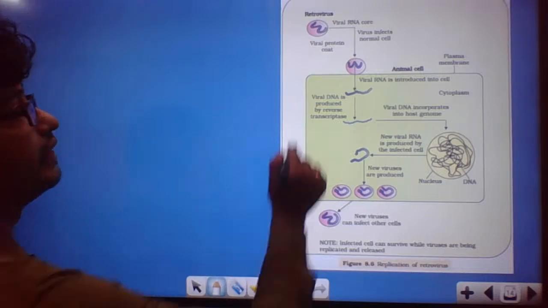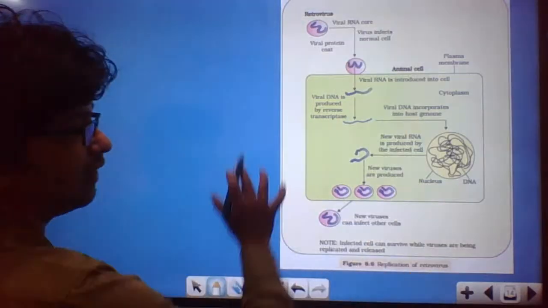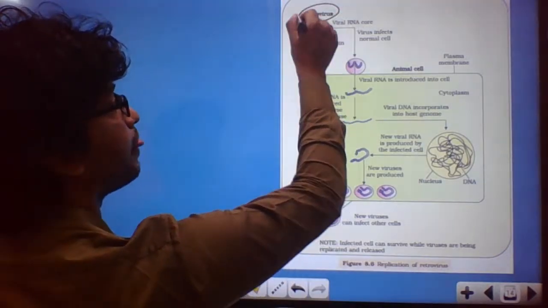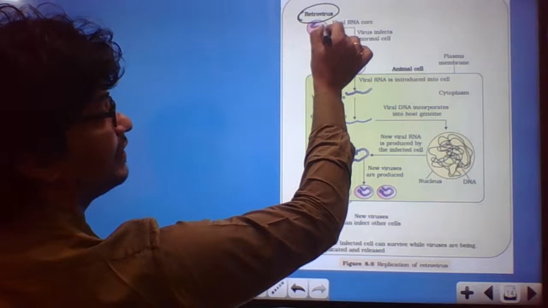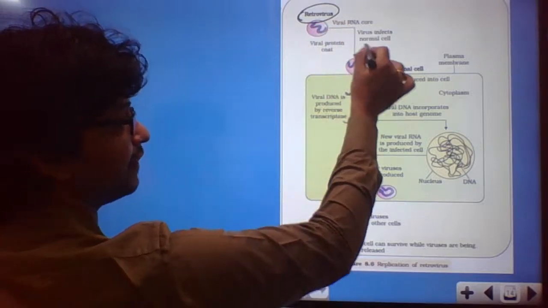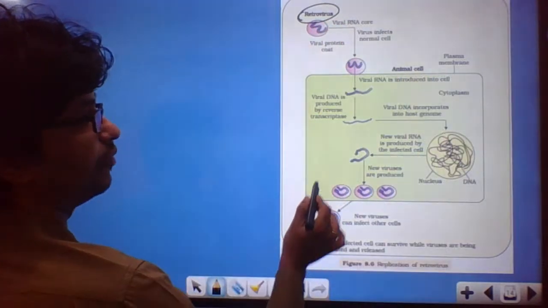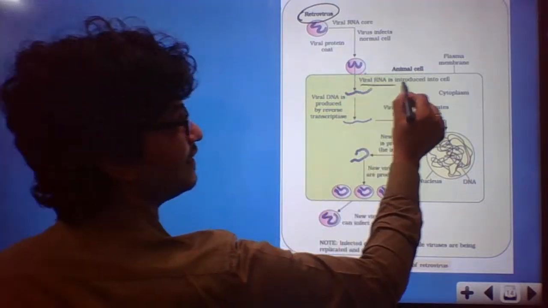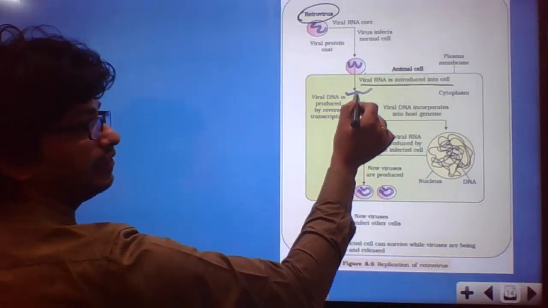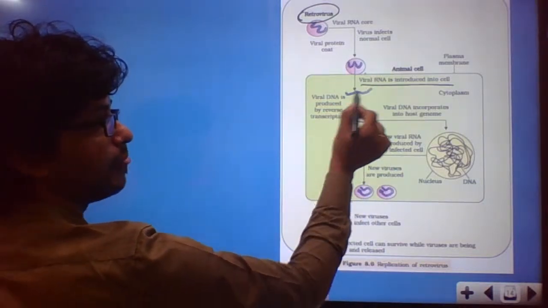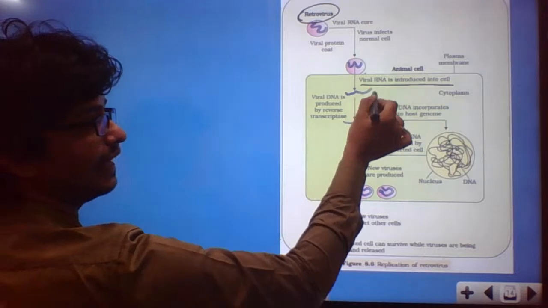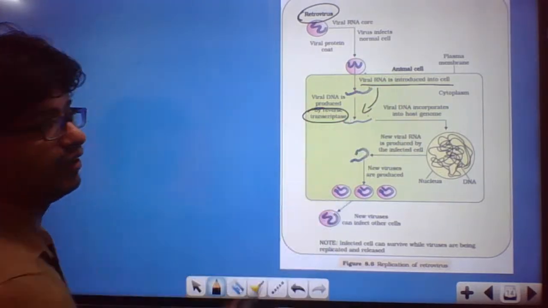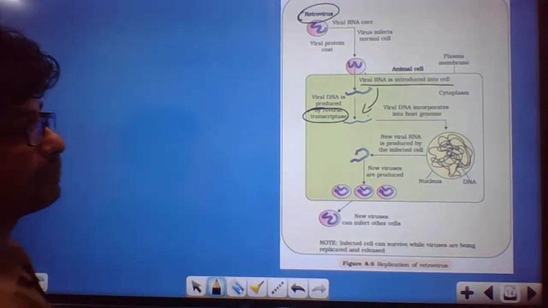Then here you could see a quick outline of how this occurs. The replication of a retrovirus, this HIV virus, where the virus has an RNA core and is infecting the host. This is the animal cell we're talking about, which adheres to the plasma membrane of the animal cell. The viral RNA is introduced into the cell, not the entire virus, only the genetic material goes inside. Now what happens here? The viral RNA is converted to DNA by the enzyme that we call reverse transcriptase.